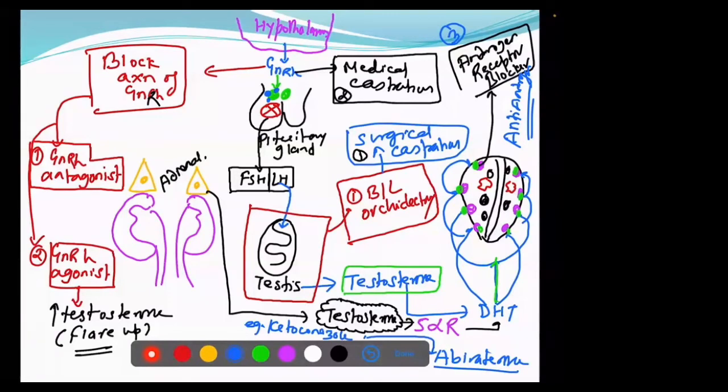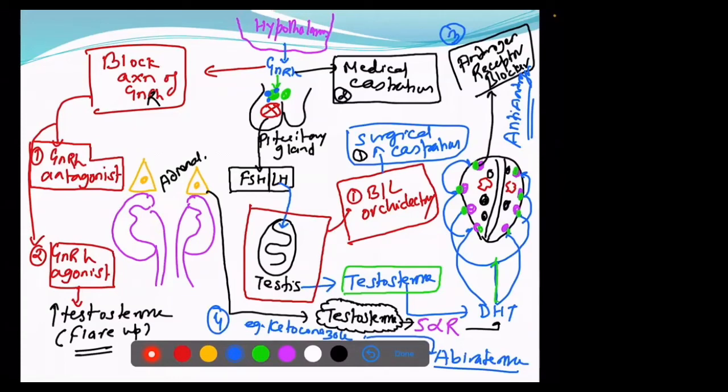So we have these four options, right? One is bilateral orchidectomy, that is surgical castration. We have the option for medical castration by using GnRH antagonist or agonist. We have androgen receptor blockers, and sometimes we need to block the synthesis from the adrenal gland as well.